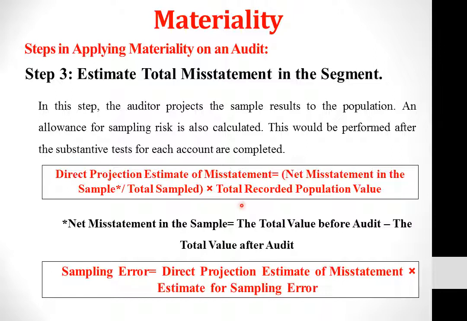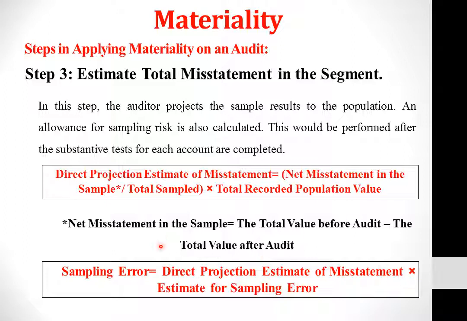هنستخدم الفورمولا دي. هنجيب net misstatement sample. Net misstatement اللي هو حجم الأخطاء في القائمة المالية أو في السامبل اللي احنا واخدينها. ودي بنحسبها إنها بتكون total value before audit. Total value before audit meaning book value of the sample, book value from the financial statements minus the total value after audit، ودي القيمة بعد ما بنشوف عملية المراجعة.